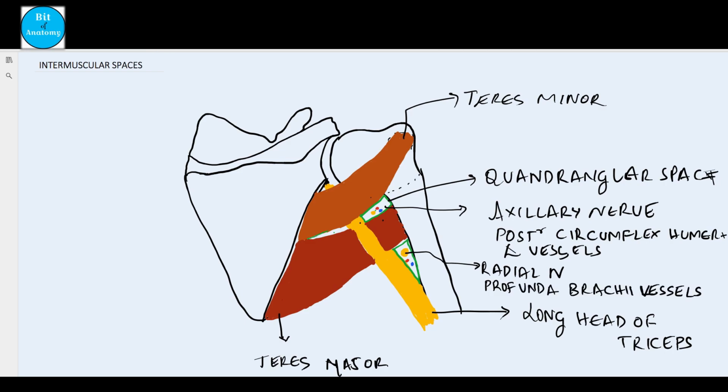The last space is a narrow space, again a triangular space called the upper triangular space. This is bounded by teres minor, teres major and laterally by the long head of triceps. This is a very narrow space where some blood vessels enter through this space and wind around the lateral margin of the scapula. These are nothing but the circumflex scapular vessels.